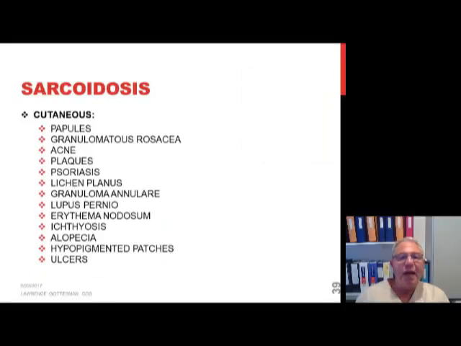But there are a lot of different types of skin manifestations that can occur with sarcoidosis, anywhere from small papules to acne, rosacea type phenomenon, psoriasis, itchiness of the skin. Alopecia falls in here, hair loss, and there are hypopigmented patches and sometimes ulcerations of the scalp, just to give you an idea of the type of skin manifestations that we do see in sarcoid.